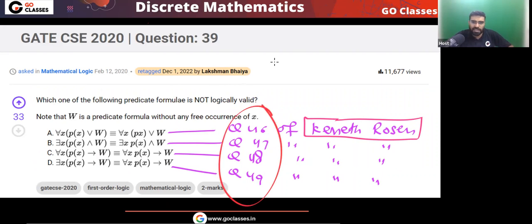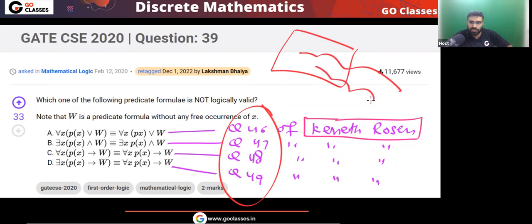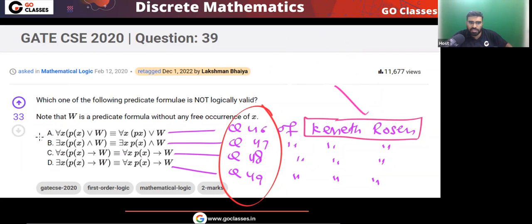Now, if anyone asks you why GoClasses follows standard resources, why we are solving standard questions, why we are giving standard questions in the test series and in the weekly quizzes, you can tell the answer. You can show them this question. Check this Kenneth Rosen book. You can see this will be question 46, 47, 48, 49.